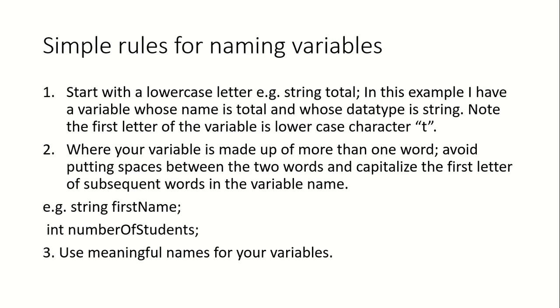Simple rules for naming variables. 1. Start with a lowercase letter, e.g. string total. In this example, I have a variable whose name is total and whose data type is string. Note the first letter of the variable is lowercase character t. 2. Where your variable is made up of more than one word, avoid putting spaces between the two words and capitalize the first letter of subsequent words in the variable name, e.g. string firstName, e.g. int numberOfStudents. Now the last rule, use meaningful names for your variables.